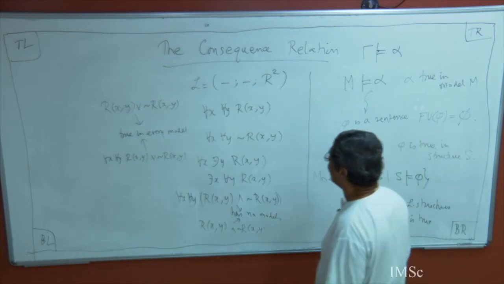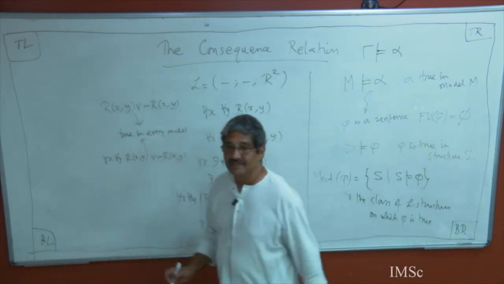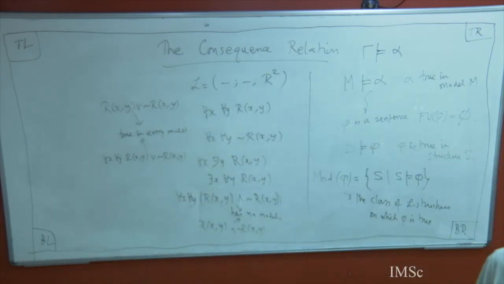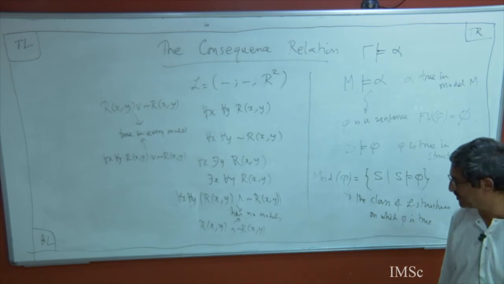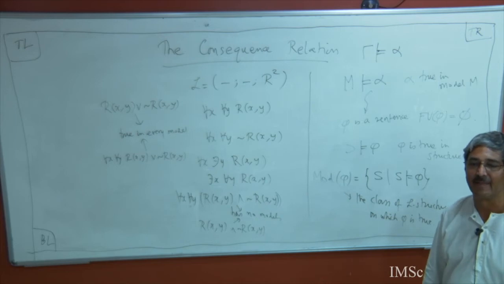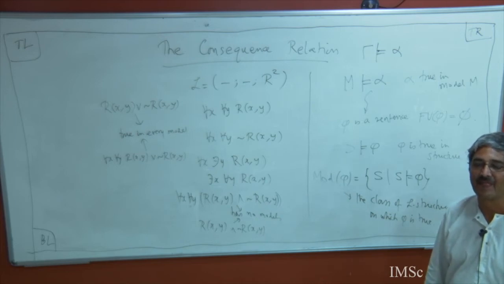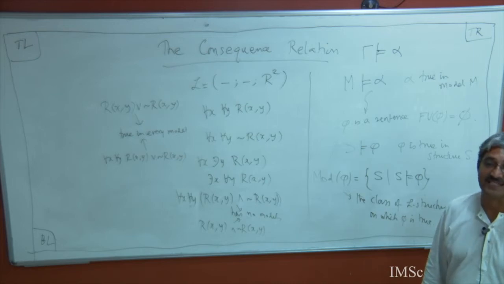So, and these kind of, yes? Sir, I have a doubt. Yeah. The contradiction statement, for all x for all y, R(x,y) and not R(x,y). Couldn't it be true in the empty set? No. That's the point, right?